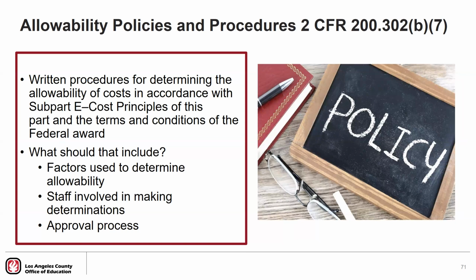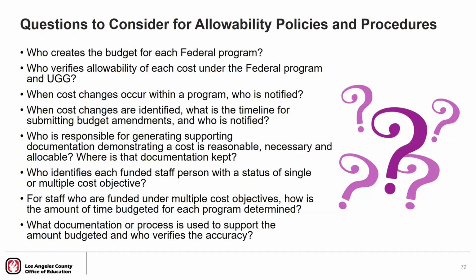So our next slide gives us questions to consider for allowability, and these are also included in our fiscal handbook mentioned at the beginning of our presentation. So the questions to consider for allowability: who creates the budget for each federal program? How does that happen? Is that program or fiscal, or do you do it together? Who verifies allowability for each cost under the federal program and the uniform grant guidance? Whose job is it to say this is or is not allowable?